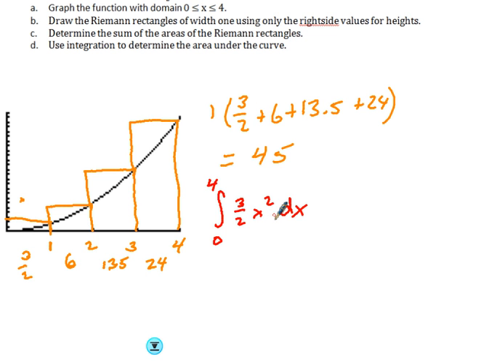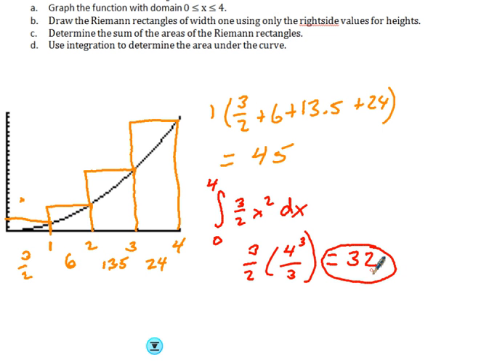So if we do this, there's no c sub 1 value and no c sub 0 value, it's just a c sub 2. So that makes it a little bit easier, where we can say this is then 3 halves times 4 cubed over 3. So when you calculate all that, you end up with 32, which would be the exact area. So 32 would be the exact value of that integral.